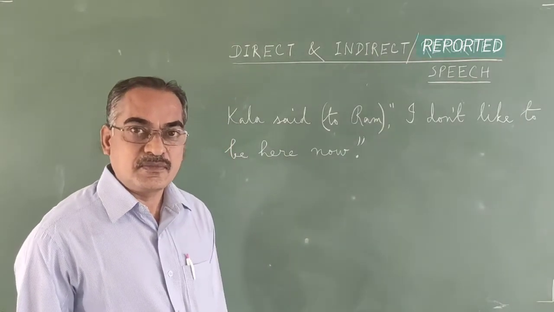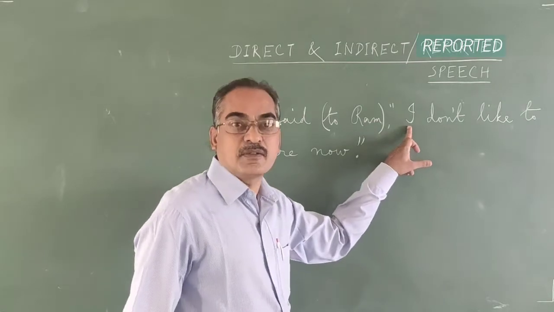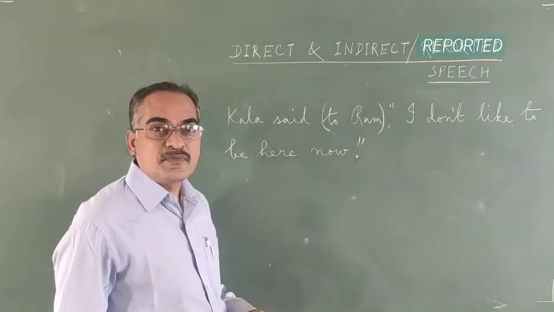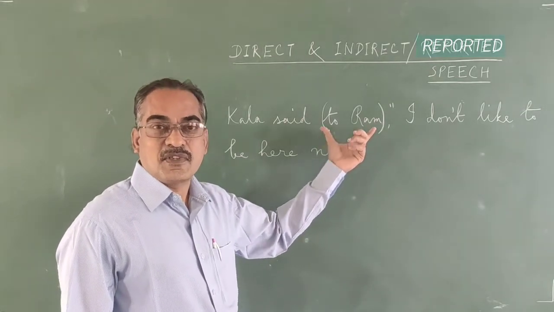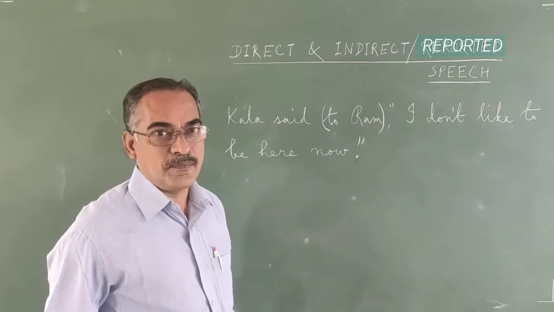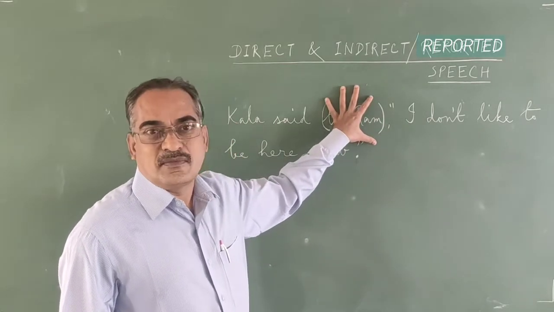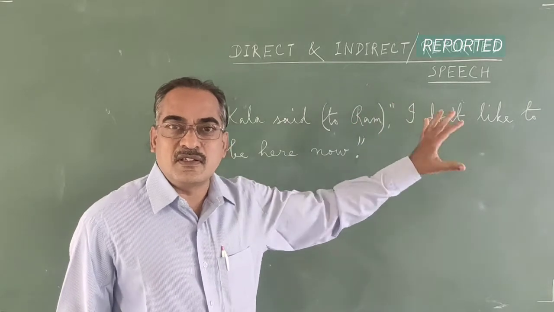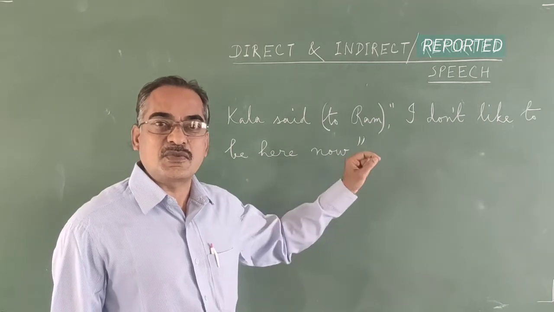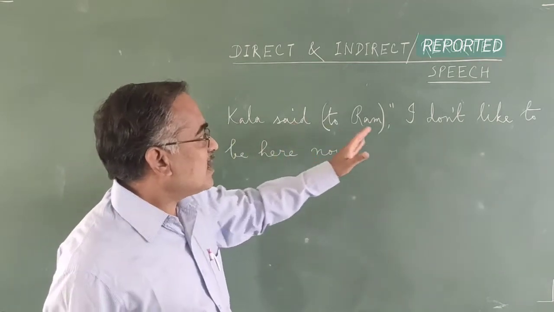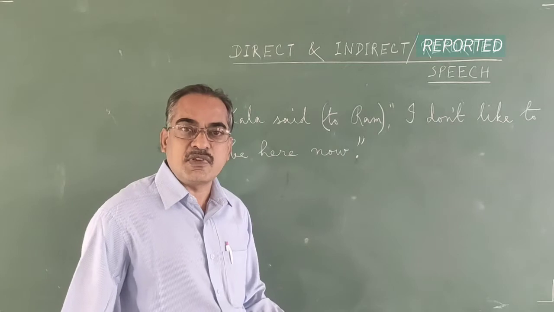You have a sentence here. It's a statement because it ends with a full stop and begins with the subject I. Here the speaker is Kala and the listener is Ram. I have given this within the brackets because we can see 2 types of answers here. Initially, let us imagine that the listener is not given. So let us read it without the reference to the listener. Kala said, I don't like to be here now.